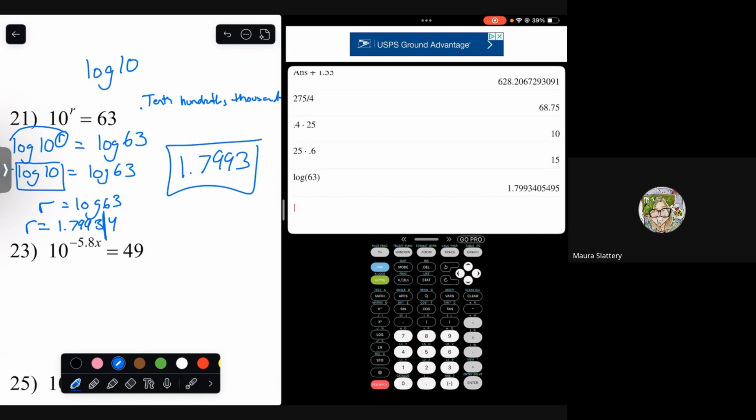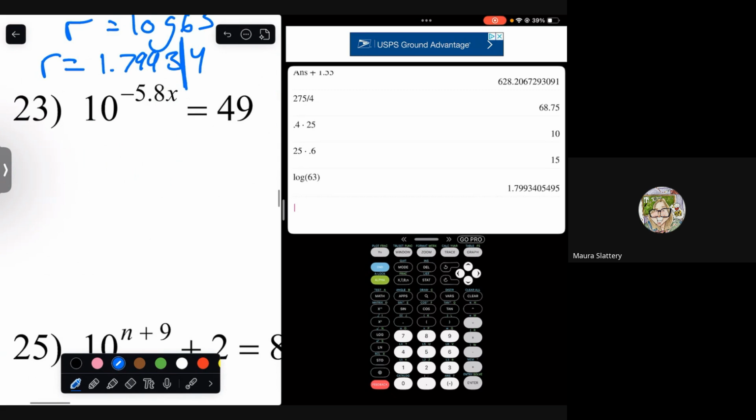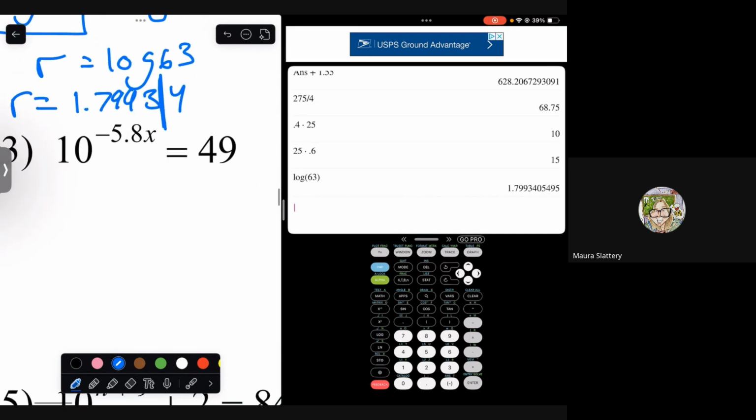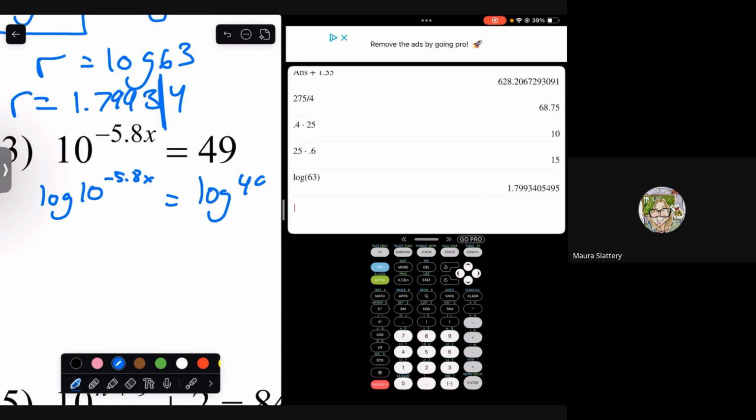All right. Let's go ahead. Why don't we try maybe number 23? What we can do here is, and I want to point out, we're going to do ones where we have to do extra steps before we go straight to the log. Do you see how in this case, the 10 to the power of something is by itself? There's nothing being added, nothing being multiplied. We just have 10 to the power of something. So when we have this, we can go ahead and take the log of both sides. So we get log of 10 to the negative 5.8x equals log of 49.